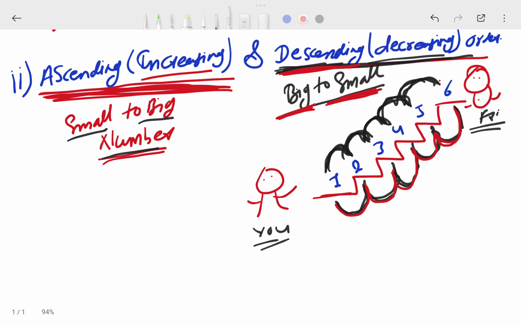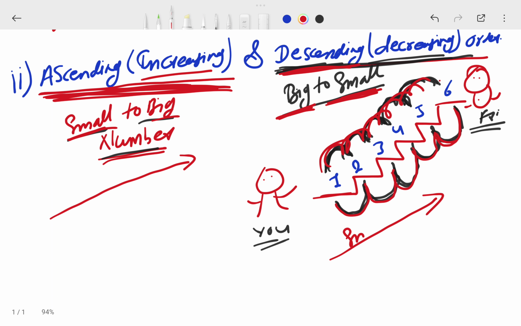Remember? So what is ascending order? Ascending order means when you are going from a smaller number to a bigger number, like 1 2 3 4 5 6. This is small to big numbers. It's going like that. It's small to big.